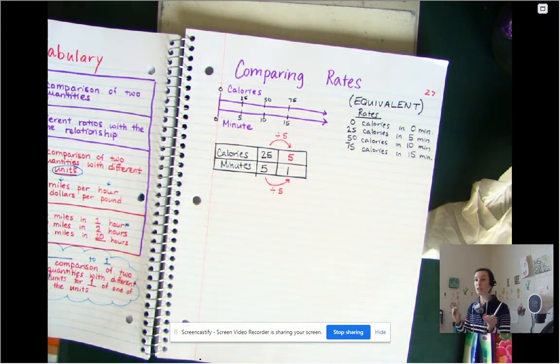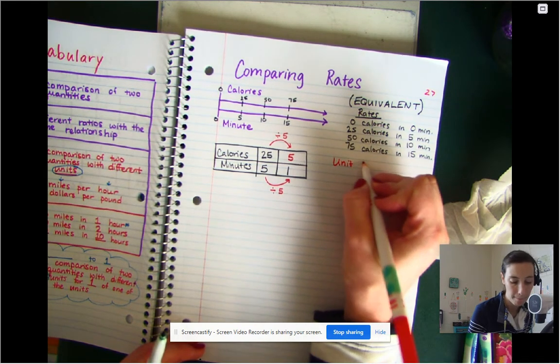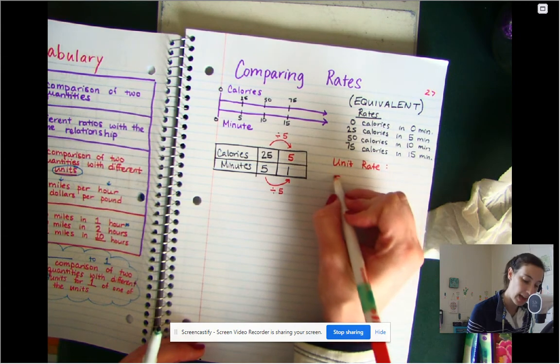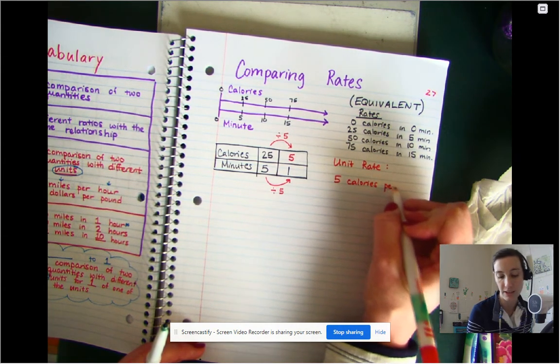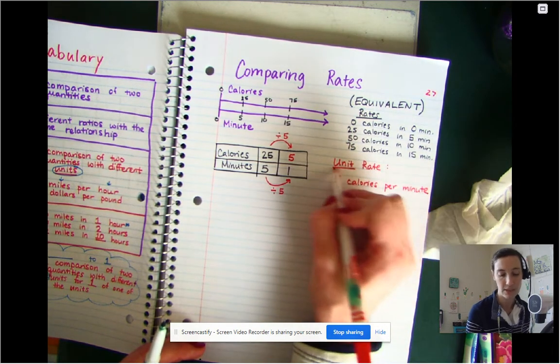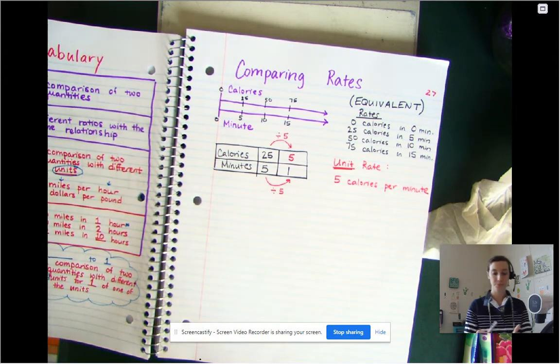So the unit rate, which we did not have before now, the unit rate is 5 calories per minute, or 5 calories in 1 minute. Because remember, we have to have one of the units in order for it to be a unit rate.